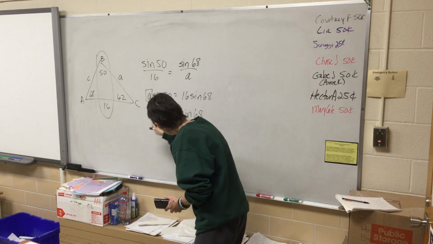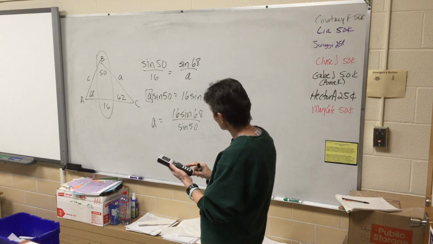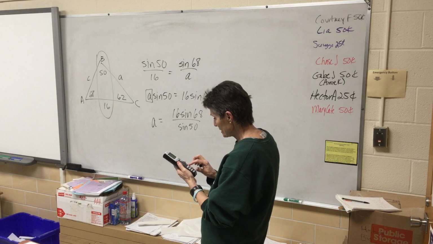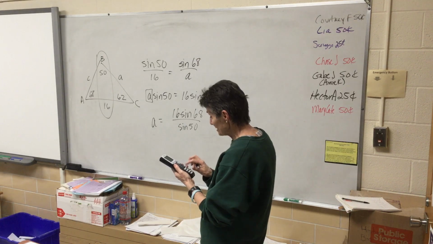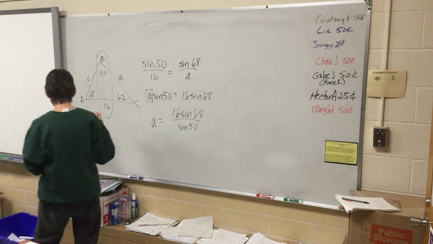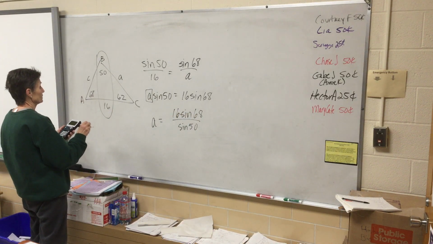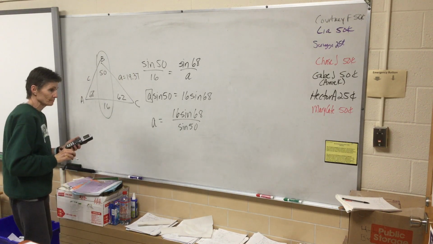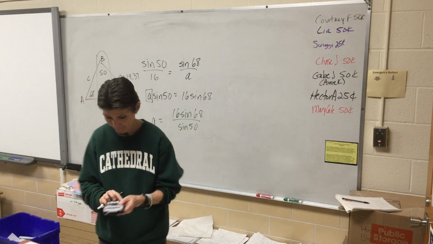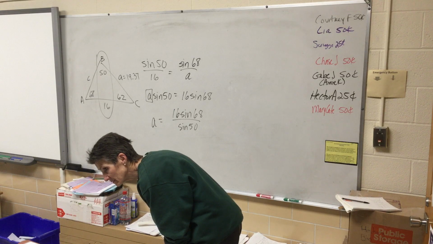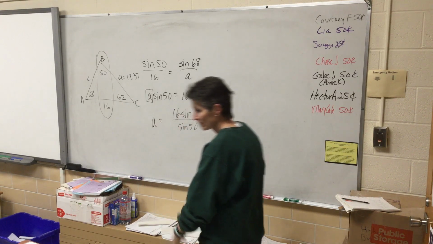See how it says A equals? That's your clue, you just type it in. 16 sine 68, close parentheses, divided by sine 50. I got 19.37. What was that A? Anybody have a question about that? Okay. Now what?